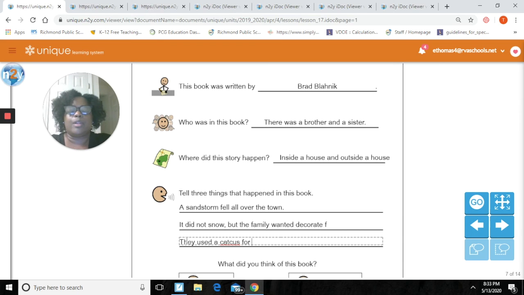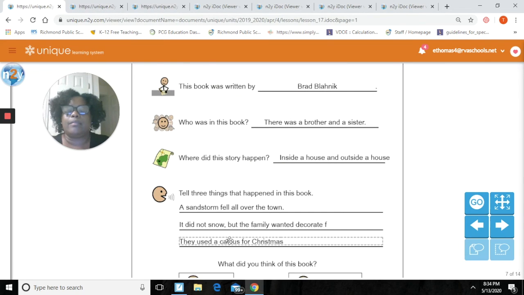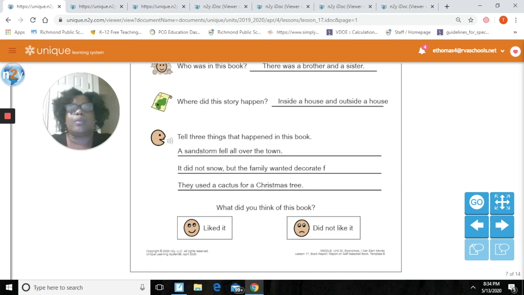And let's see if we can go back. I think I have a misspelling for my word cactus. I want to spell it correctly. C-A-C. So let's go back and make that correct. Okay, so they used a cactus for a Christmas tree. All right. So you see how I just pulled out the three most important things.